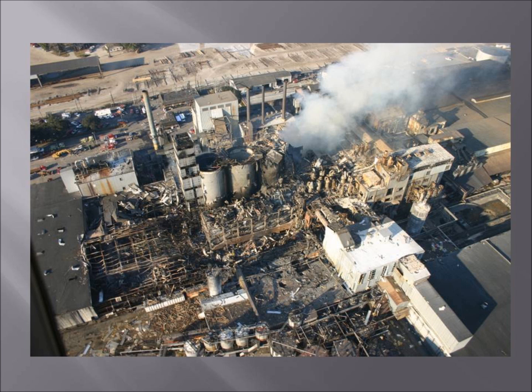This is an aerial shot of the Imperial Sugar Company in Savannah, Georgia. The plant was completely destroyed in an explosion. 14 employees were killed, numerous employees were injured, and the incident resulted in more than $5 million of OSHA citations.